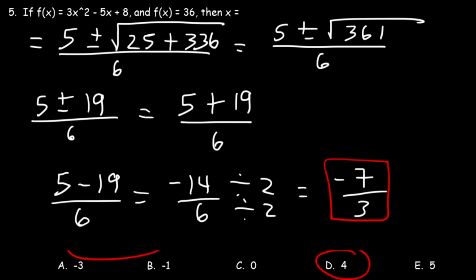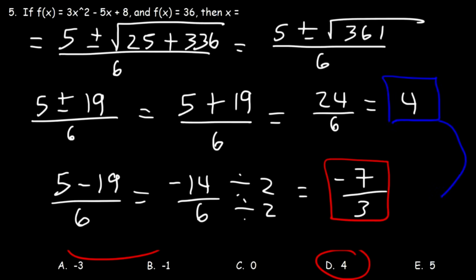Now to find the other one, we need to add 5 plus 19, which is 24. And 24 divided by 6 is 4. And this is the answer that we're looking for. So D is the right answer.